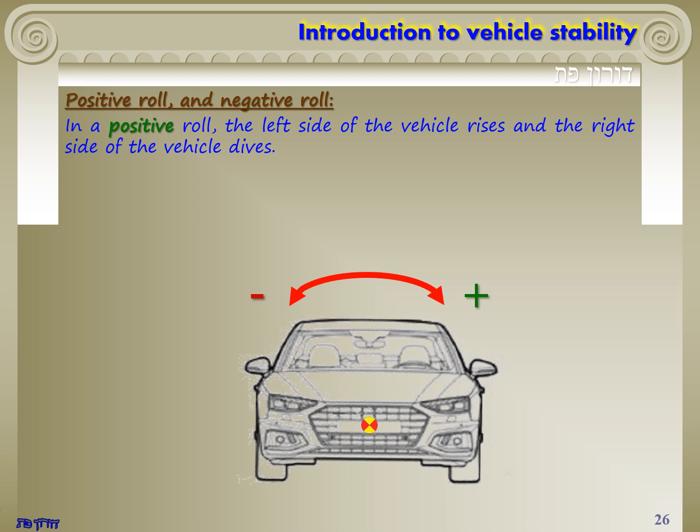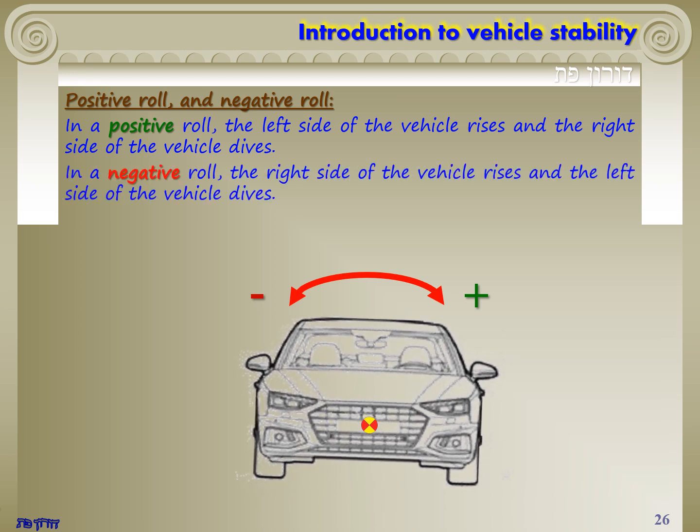In a positive roll, the left side of the vehicle rises, and the right side of the vehicle dives. In a negative roll, the right side of the vehicle rises, and the left side of the vehicle dives.